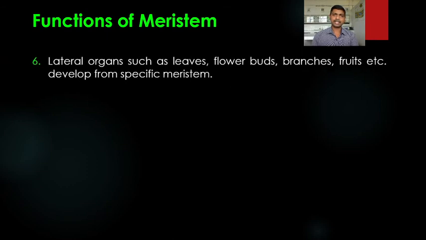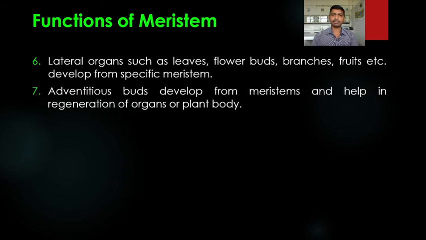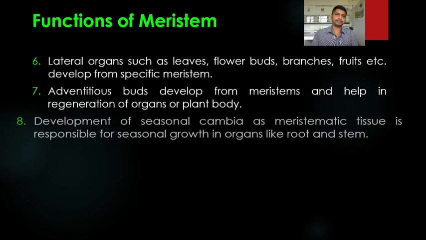Lateral organs such as leaves, flower buds, branches, fruits, etc. develop from specific meristem. Adventitious buds develop from the meristems and help in regeneration of organs or plant body. So these adventitious buds, or one can say axillary bud, that has been produced by the intercalary meristem. So these buds develop from meristem help in regeneration of organs or plant body.